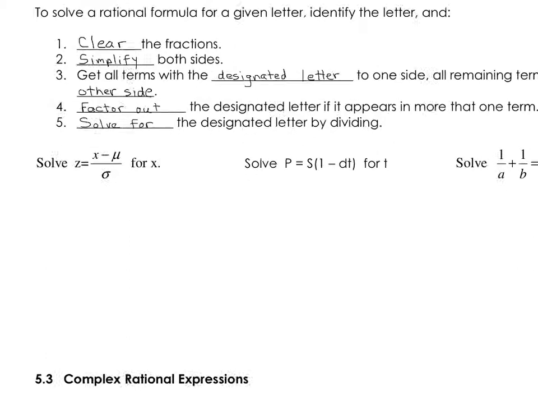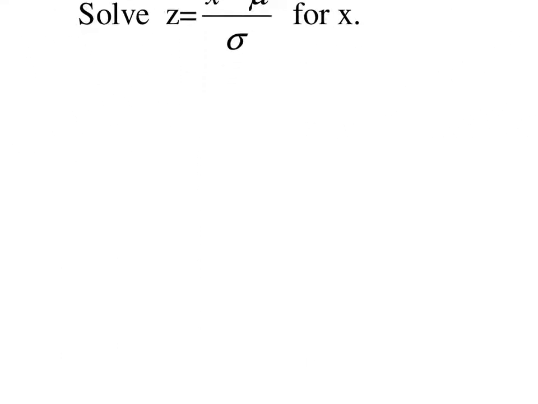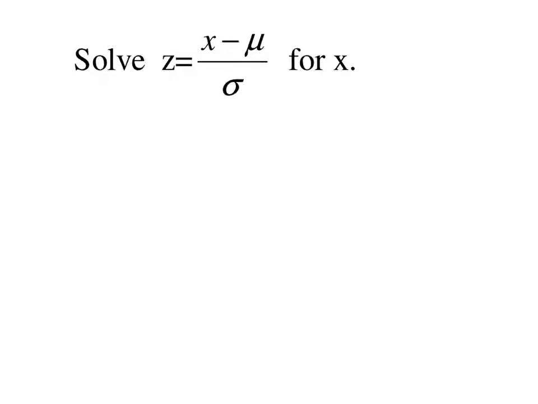So we're going to work some example problems here. In this example, we want to solve for x. So we want to work until we get x on one side by itself: x equals something, or something equals x. So the first thing we do is clear the fractions. We don't want this sigma here, this lowercase sigma. It is the only denominator that we have.